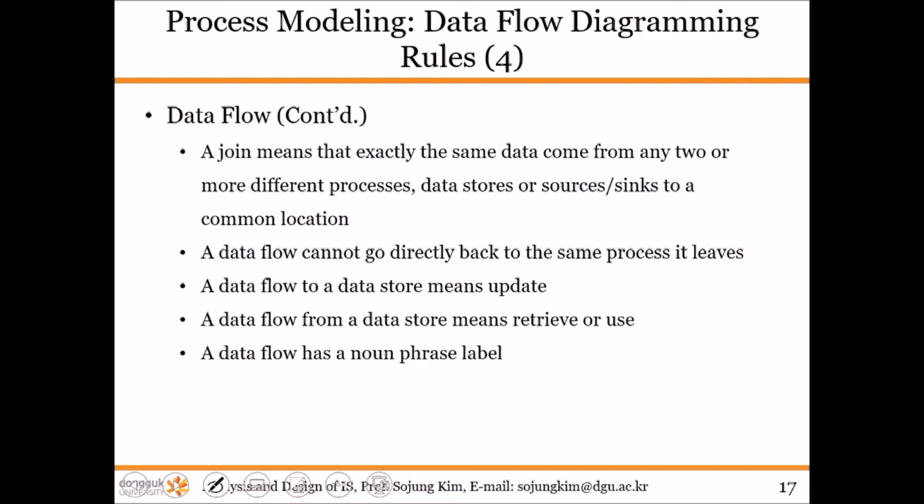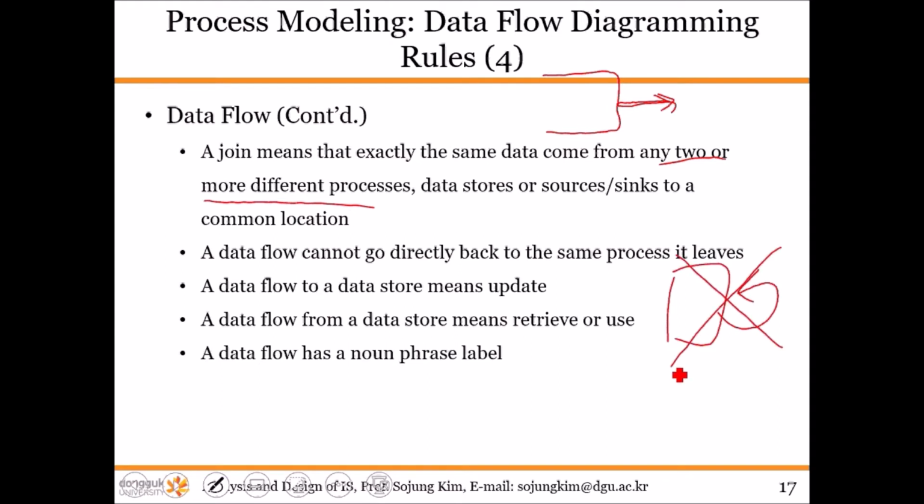A join means exactly the same data come from two or more different processes. Join. Okay, and they go to a common location. And a data flow cannot go directly back to the same process it leaves. No recursion. Okay.